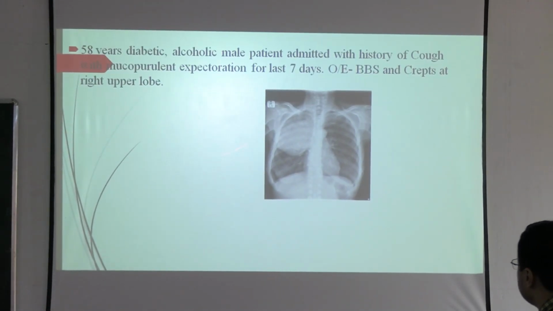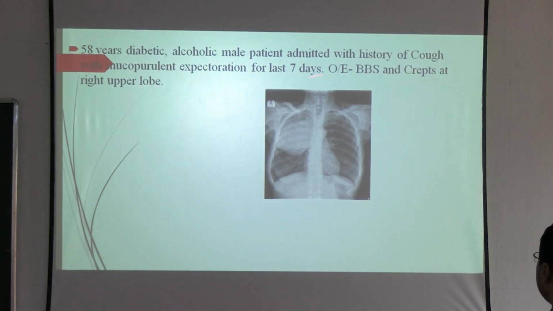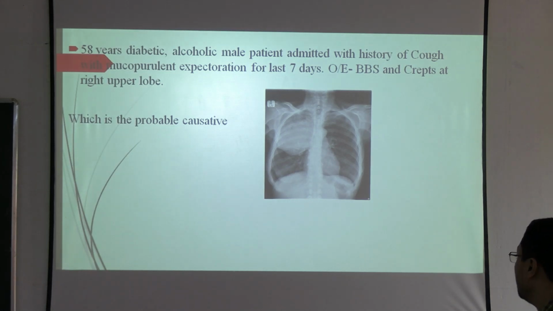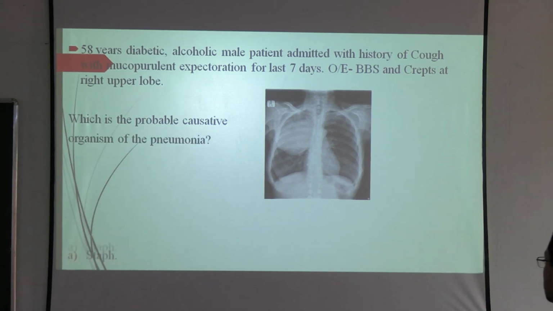So 58 years diabetic alcoholic male with history of cough with mucopurulent expectoration, and this is the X-ray. So this is typical of which pneumonia? No, this is Klebsiella pneumonia. Why? Because this is, what is this? Yes, this is bulging fissure sign. So this is Klebsiella.